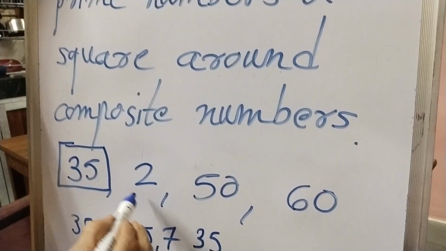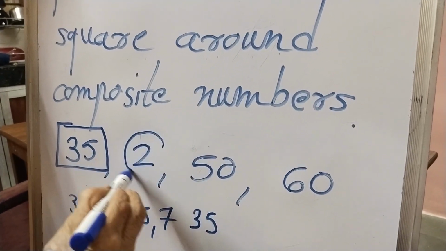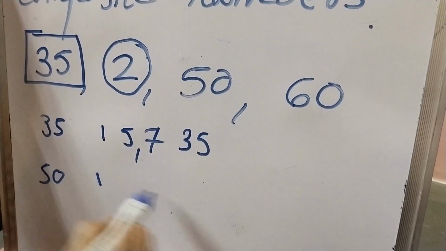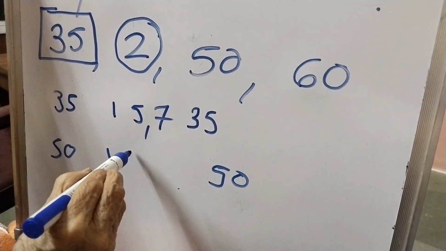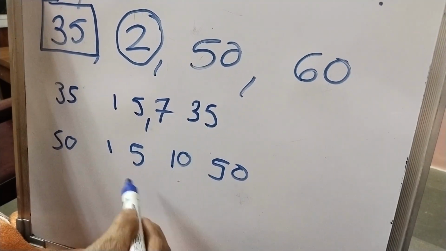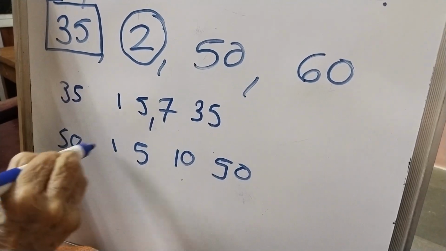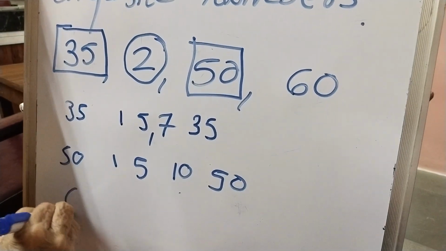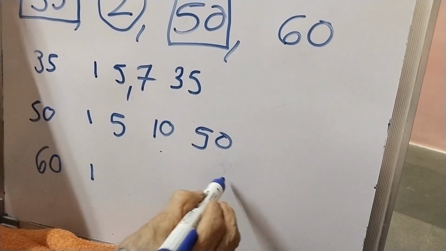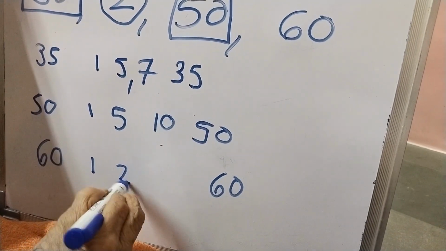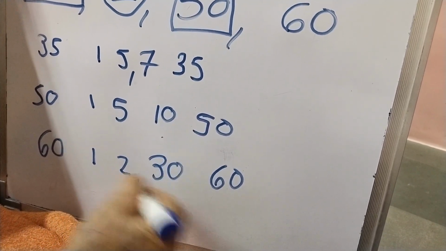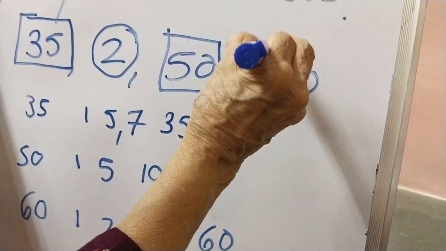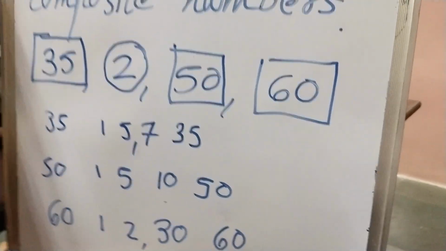Now 2. We know that 2 is a prime number, and hence we circle it. 50. We will have to see the factors: 1, 50, and in between we have got 5, 10, etc. as the factors. So this is also a composite number. Put a square around it. Now 60. 60 means we have got 1 as a factor, 60 as a factor, and in between several factors like 2, 30, etc. And hence 60 also is a composite number. So put a square around it, and that finishes our answer.